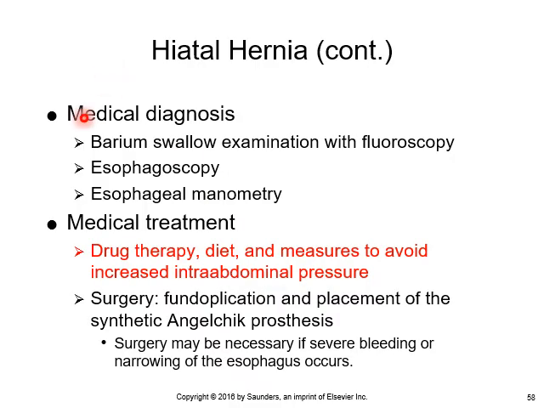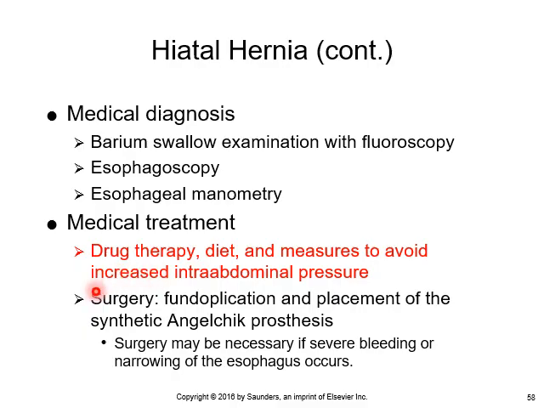To diagnose, we'll do barium swallow, esophagoscopy, and esophageal manometry. To treat it, drug therapy, diet, and measures to avoid increased intra-abdominal pressure. So again, that increased intra-abdominal pressure is the one that's contributing to the hiatal hernia. So to correct it, we want to decrease that intra-abdominal pressure.